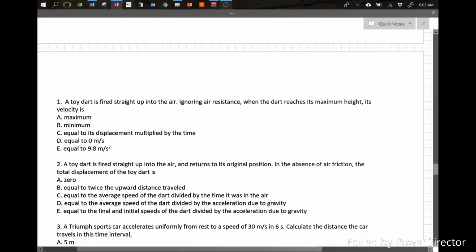A toy dart is fired straight up into the air, ignoring air resistance. When the dart reaches its maximum height... So straight up into the air, that tells me that there is no x velocity, and at the maximum height, the y velocity is equal to 0. So the velocity is 0 meters per second at the maximum height because there's no x velocity and the y velocity is 0.